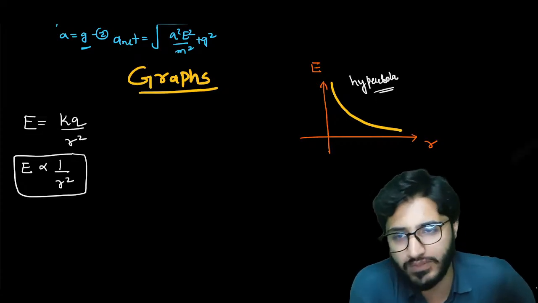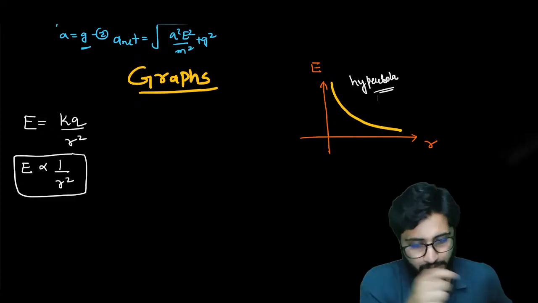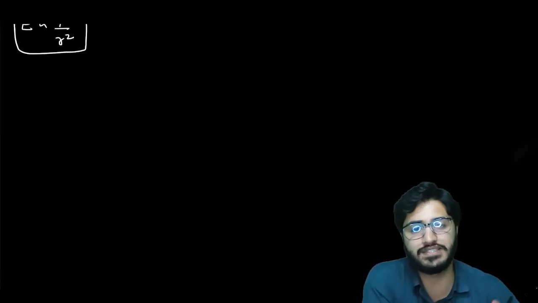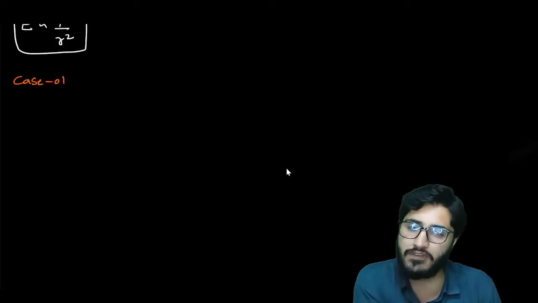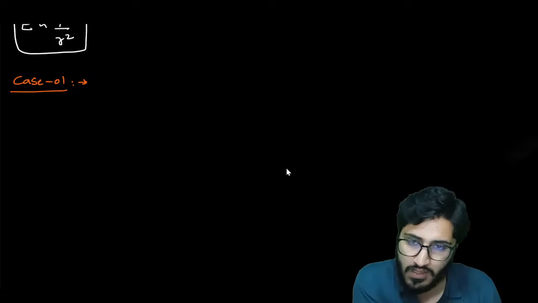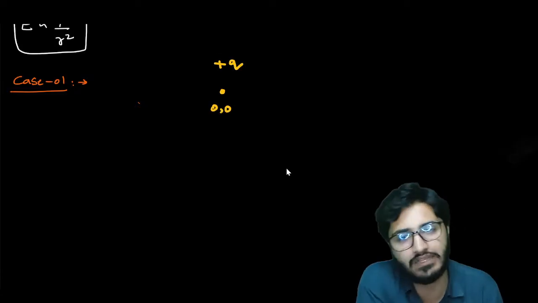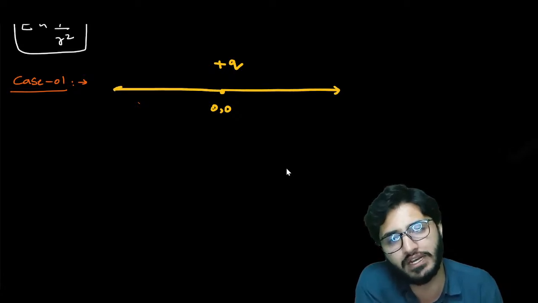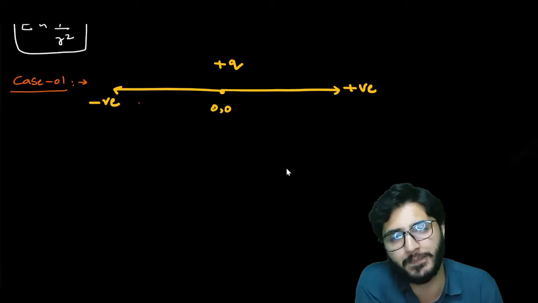Okay, so we have the graph like this. If you want to make a graph of the electric field, it will be a hyperbola. We have different cases in these things. Case number one: if we have a positive charged particle at the origin, going in the right direction will be positive and going in the left direction will be negative.